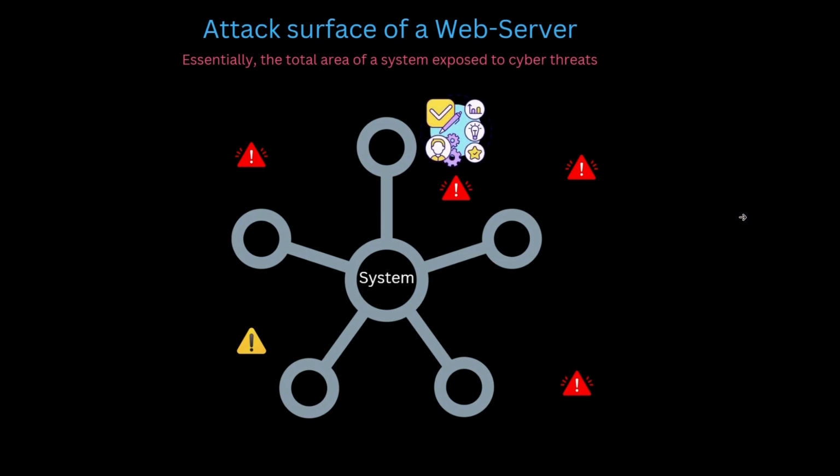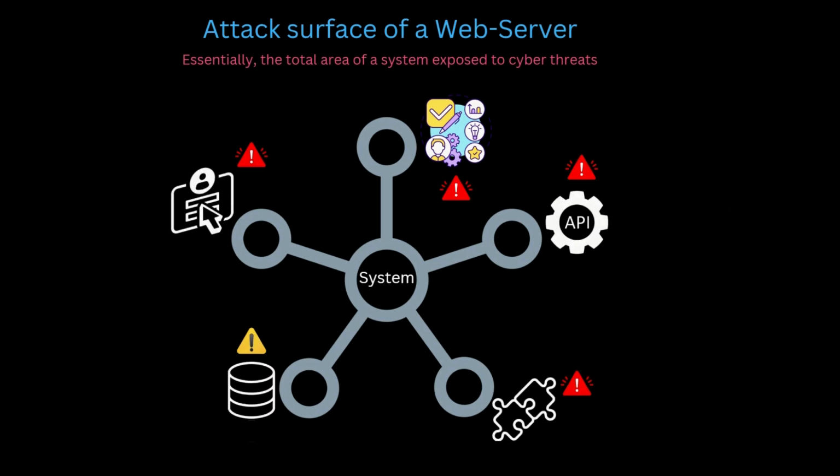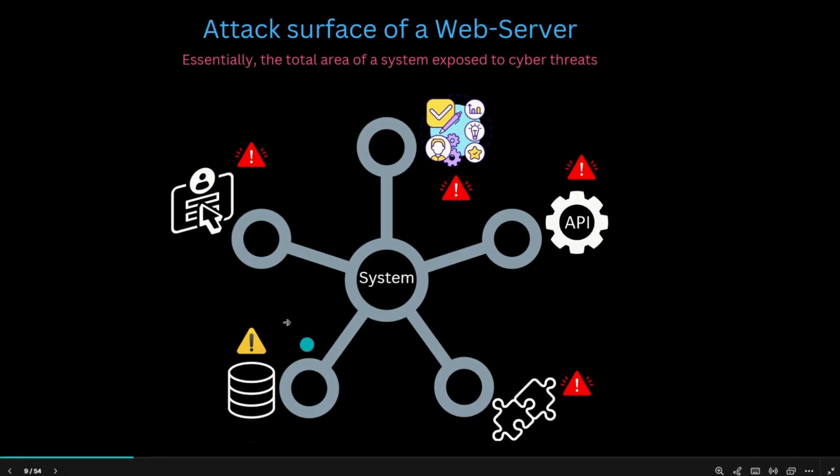So unlike a laptop which has primarily indirect public exposure, a web server is an externally facing system that directly exposes multiple components to the internet, and this makes it far more accessible to attackers and significantly increases its attack surface when compared to a laptop. Now, why is the attack surface of a web server much larger? Because of publicly exposed entry points.